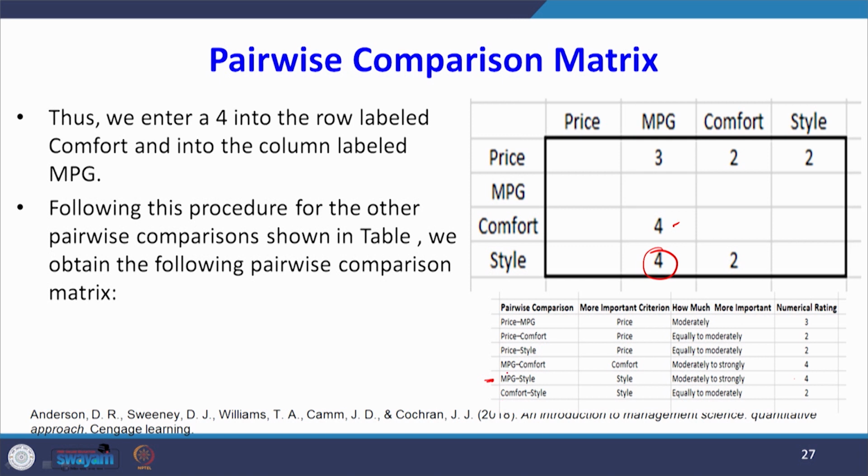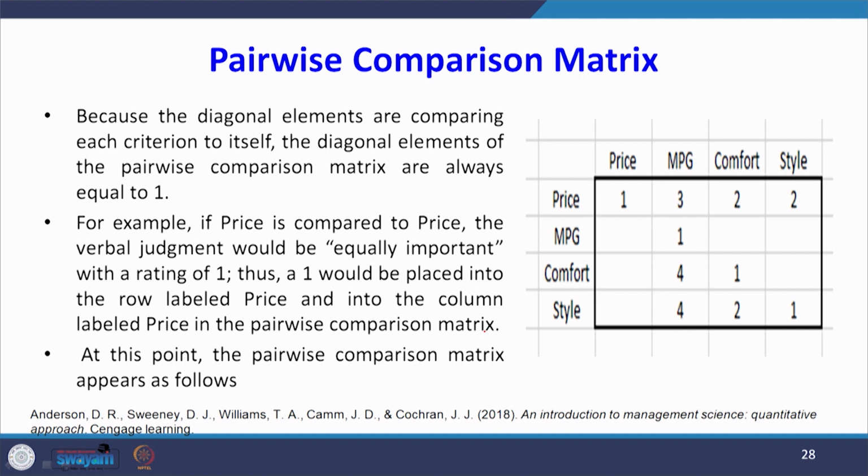Suppose you compare miles per gallon and comfort, which is more important? Comfort is more important. So, we have already entered 4. For example, if you compare price and style, price is more important. How much? When you compare price and style, it is 2. So, we have entered this table by looking at the table which is given at the bottom. Because the diagonal elements compare each criterion to itself, the diagonal elements of the pairwise comparison matrix are always equal to 1. So, here we entered 1, 1, 1, 1.